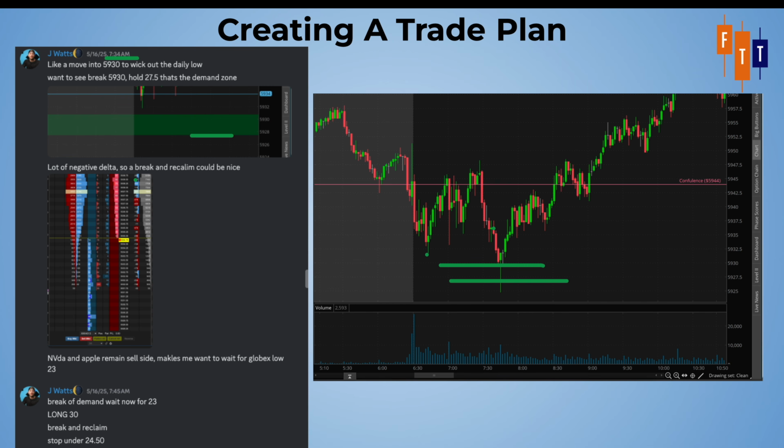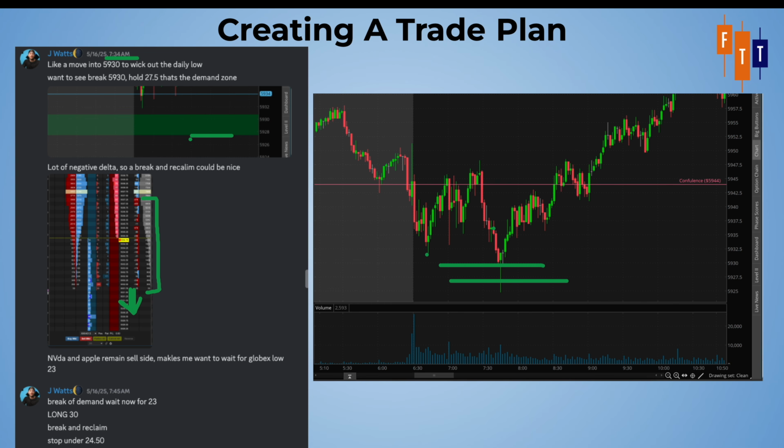And there's a lot of negative delta, so a break and reclaim could be nice. I just kind of talked about that break and reclaim. There's a lot of negative delta, as we can see on the depth of market. There's a ton of selling. So these sellers need to put in effort and continue this lower. If they don't, then they're probably going to be put in pain, and we're going to move up.